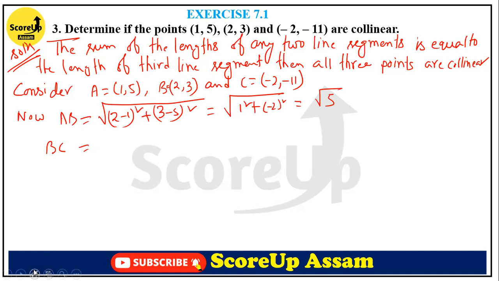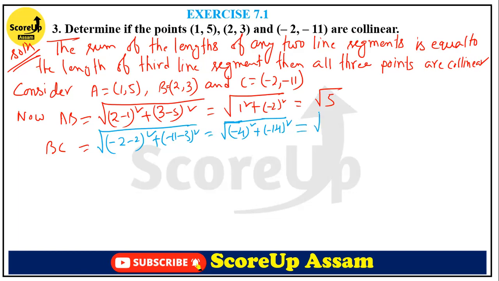What about BC? BC is equal to what? (-2 minus 2) whole square plus (-11 minus 3) whole square. Ultimately it will be -4 whole square plus -14 whole square. So -4 whole square means 16 plus 196. Ultimately it will be 212.